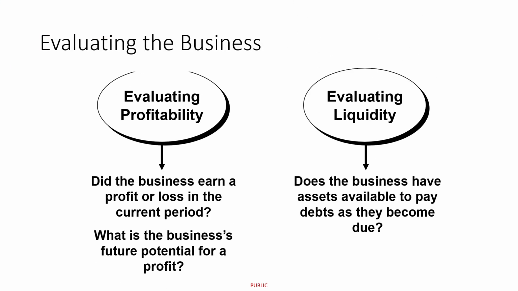So now, evaluating the business. First of all, we evaluate profitability: did the business earn a profit or a loss in the current period, and what is the business's future potential for a profit. And how do you evaluate liquidity: does the business have assets available to pay debts as they become due. If you want to check the profitability of the company, you have to answer the questions on the left hand side. And if you want to evaluate the liquidity of your company, then you have to answer the right hand side questions.